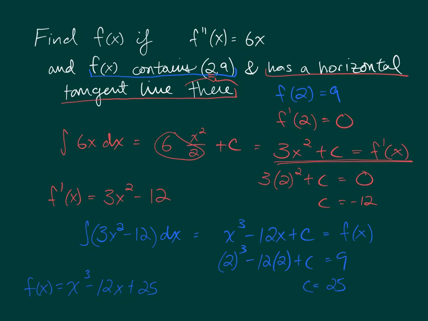Just like we did with the first derivative, we have to take that c value and substitute it back in here, and that's where we get this plus 25. So here's our function. F of x equals x cubed minus 12x plus 25.